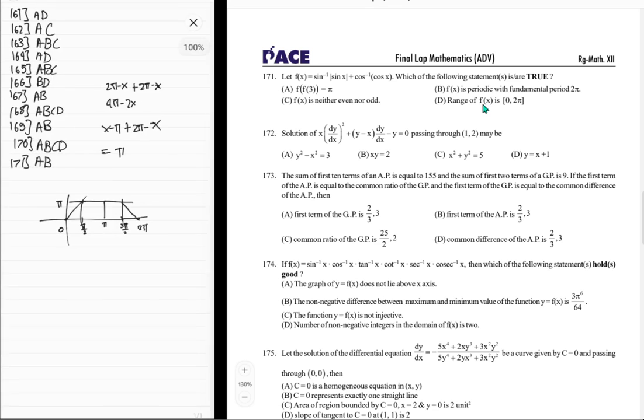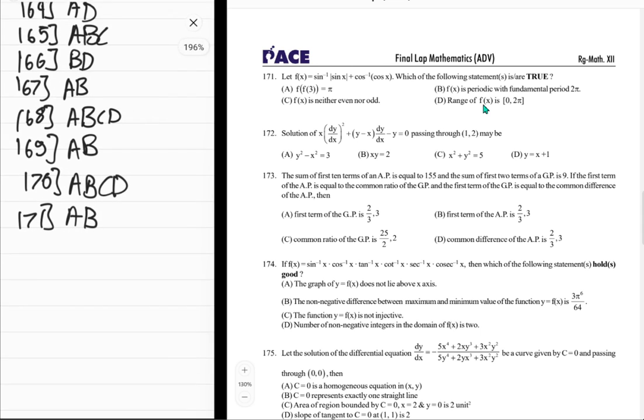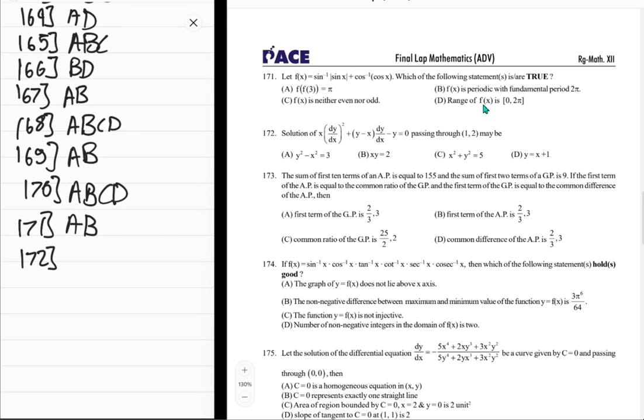Next, question 172, solution of this, oh, so x (dy by dx) squared plus, hey, why is this, oh okay, two things here at the same time, okay, why is this squared over there and not?